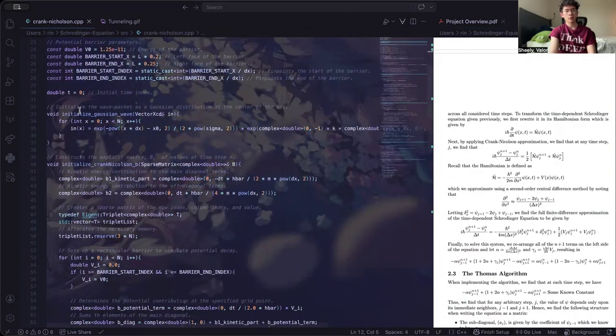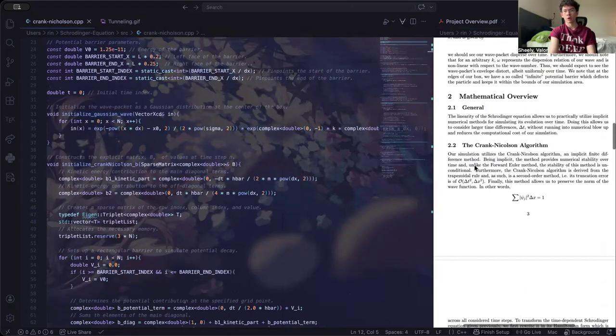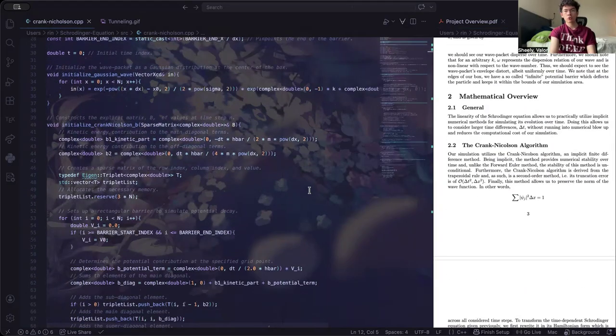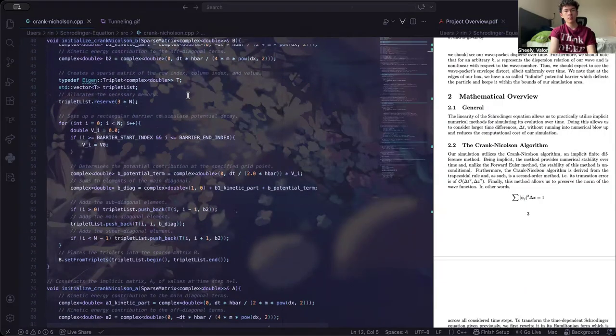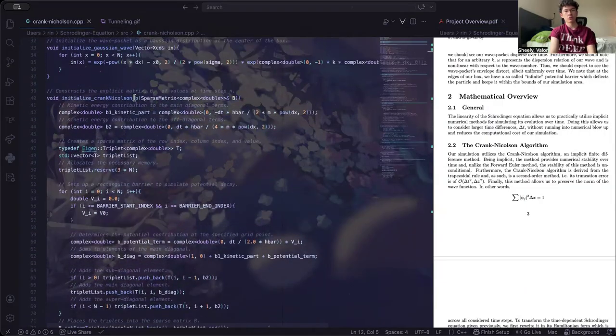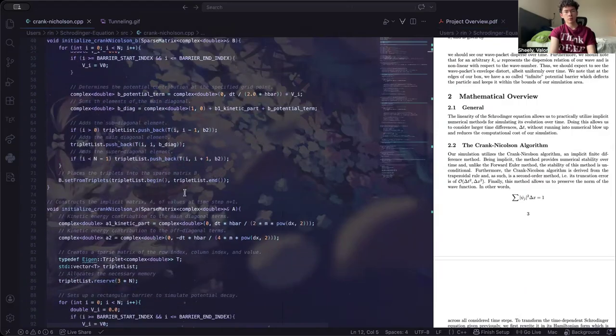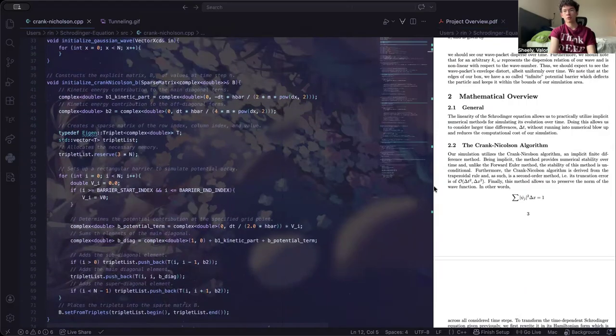We begin by initializing our wave packet as a Gaussian distribution at the center of our box, and then construct two matrices, B, which represents our explicit terms, and A, which represents our implicit terms, so that we can solve for our wave function psi at every single time step.